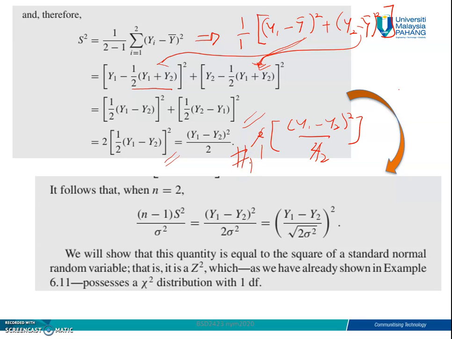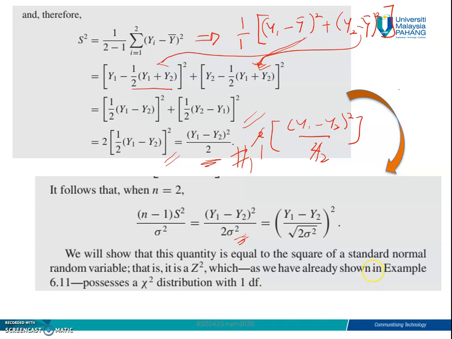Now it follows that when n equals 2, you have n minus 1 times s square over sigma square. Since n equals 2, you have 1, and s square is this, so you substitute it here. Then you reconstruct this so that it becomes Z square. You can see that for Y1 minus Y2, when you square this, you need to take the square root in order to get this back. So this shows that this quantity is equal to the square of a standard normal random variable, because of Z square here.